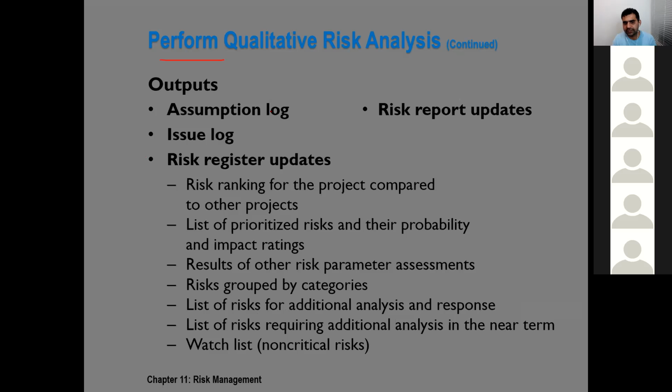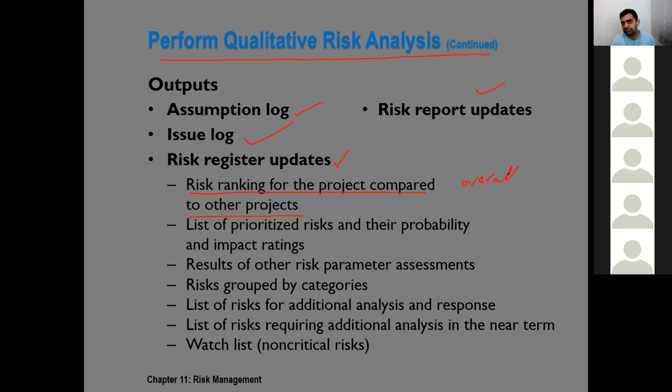Output of qualitative risk analysis. We normally get updates to the assumption log and issue log, the risk report gets updated, and most importantly, the risk register updates. As I told you, it's a living document. More and more columns are being added. For example, the risk ranking for the project is determined and compared with the other projects.